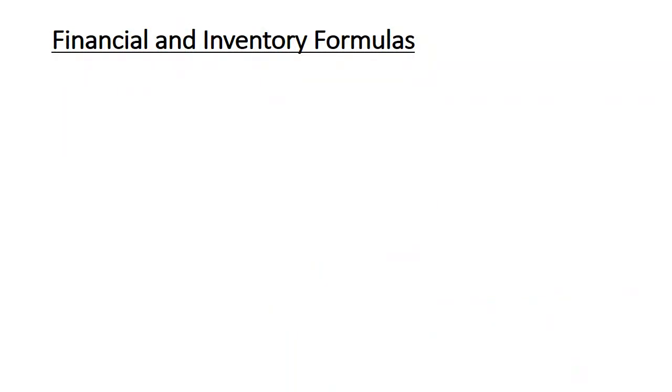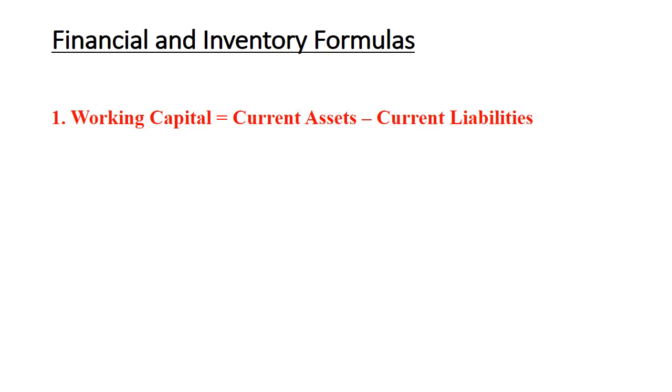Okay, so we look at some of the financial and inventory formulas. Inventory refers to items that are within the company for day-to-day operations or not. The first one is working capital, which is equal to current assets minus current liabilities. I introduced working capital in lesson 1, but anyway, we can take a look at working capital. There is no harm in revising.